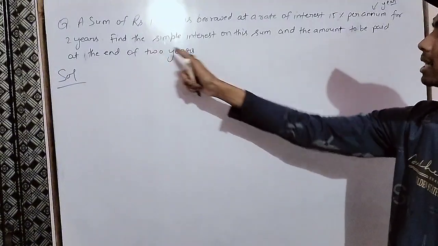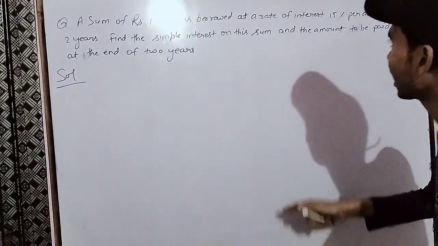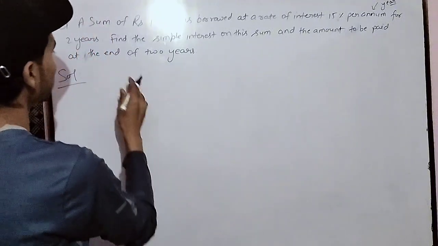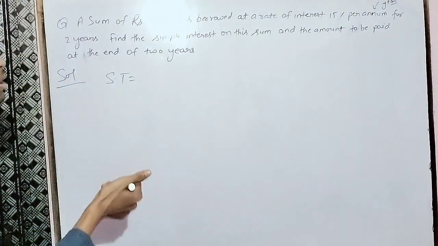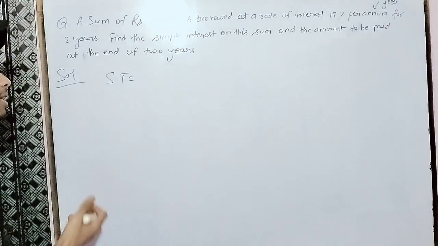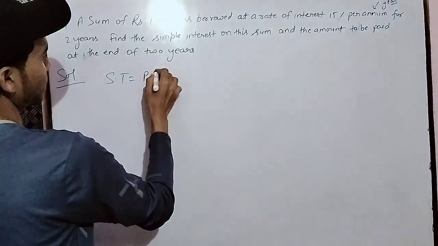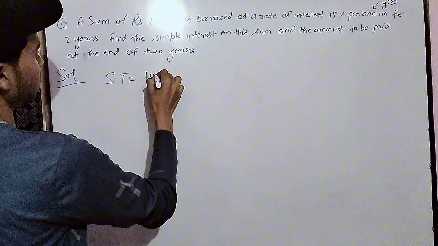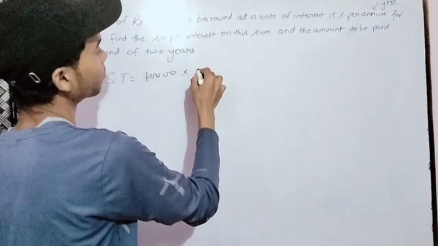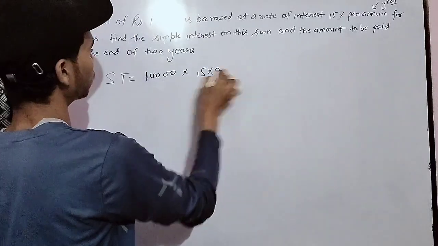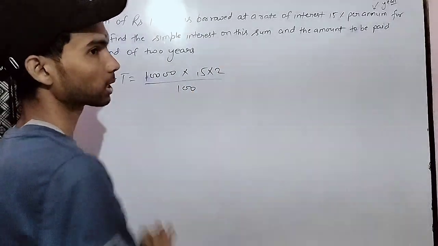Find the simple interest on this sum and the amount to be paid at the end of 2 years. So, simple interest, that's it. First of all, let's see what can be found by using simple interest. P R T: P is how much? 10,000. Then R is 50, times 2 upon 100. 100 is nothing but percentage.